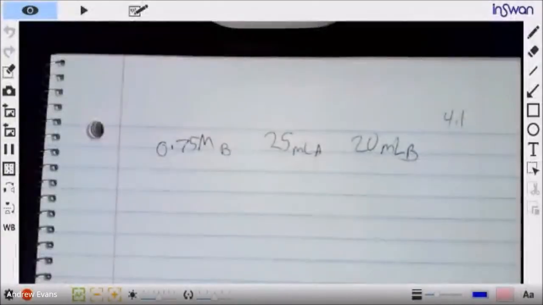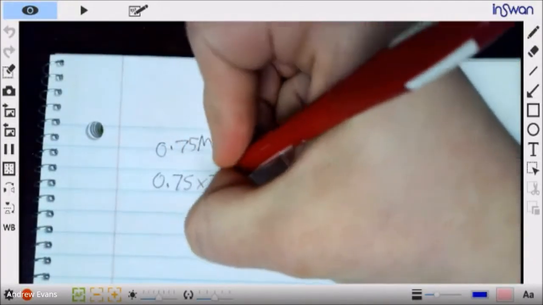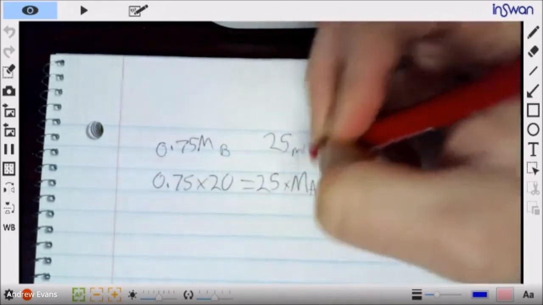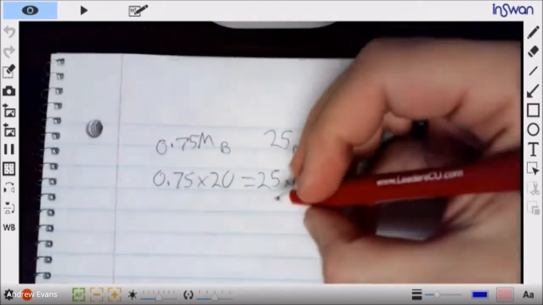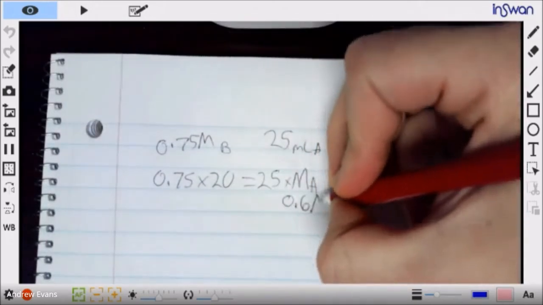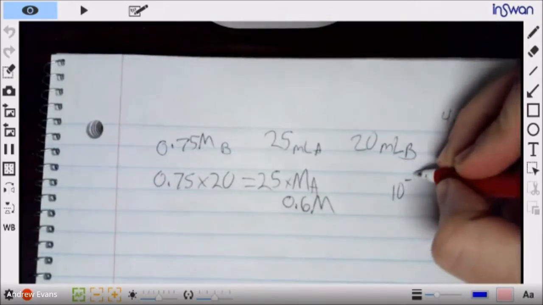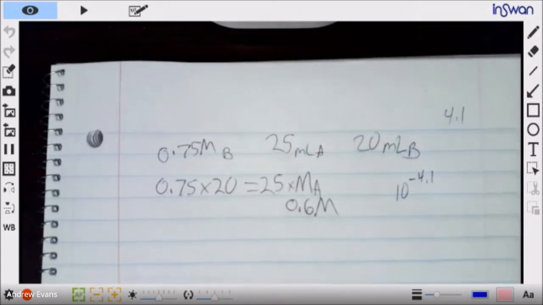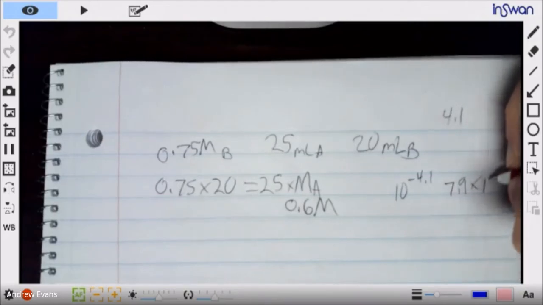Molarity and the Ka. Molarity: 0.75 times 20 equals 25 times the molarity of the acid. This time it's not so easy. We actually have to calculate this. The molarity of the acid would be 0.6 molar. The Ka would be 10 to the negative 4.1, and that would be something like 7.9 times 10 to the negative fifth.